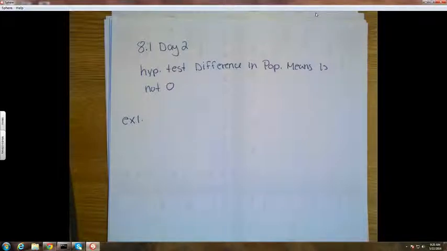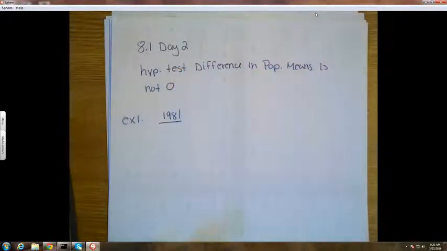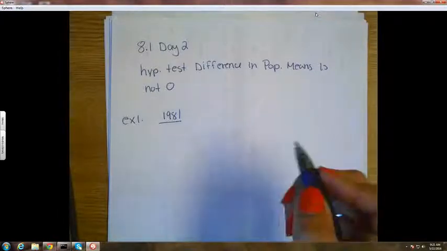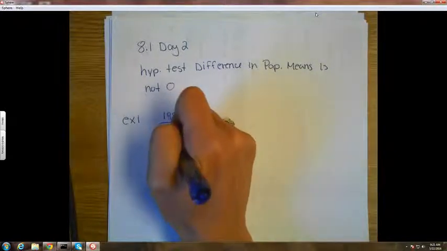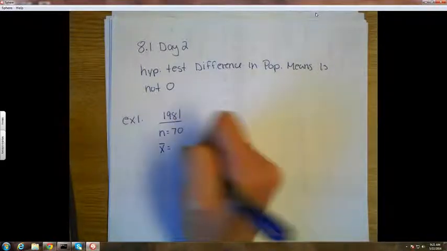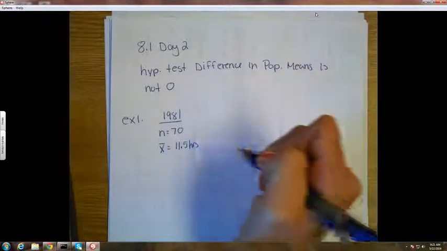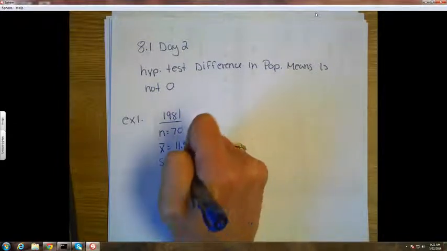Okay, in 1981, a study of 70 children looked at how much time kids spent in daycare. They did a recent study, but our recent is probably like 1995. So we'll call it recent, but it's not really recent. They did a sample of 70 kids, 3 years and under. They found that the mean time per week spent in daycare was 11.5 hours, and the standard deviation, 3.8 hours.